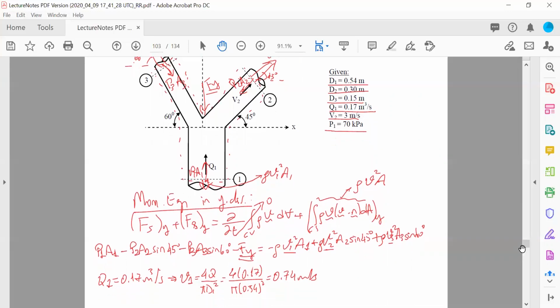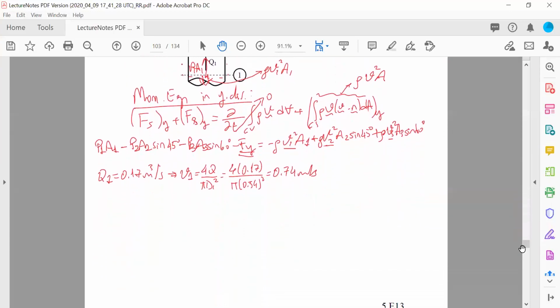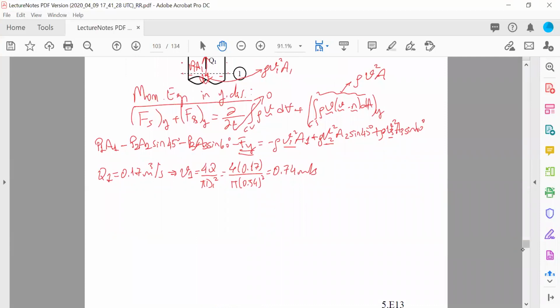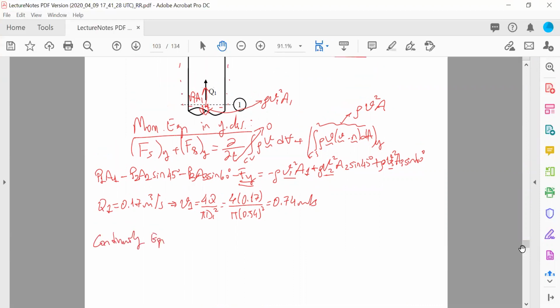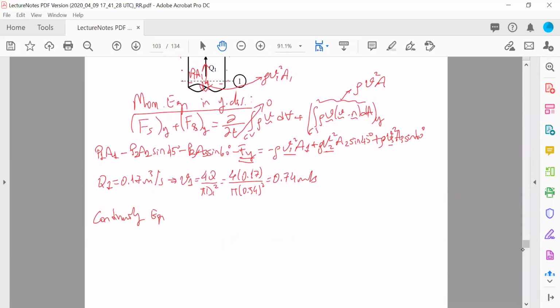V2 is already given here, as you see. V2 is 3. But what about V3? You need to also find out V3. In order to find it out, we need to write the continuity equation. Please note that in this control volume, Q1 is inflow, Q2 is outflow, but nothing is given about Q3. So initially we find out Q2.